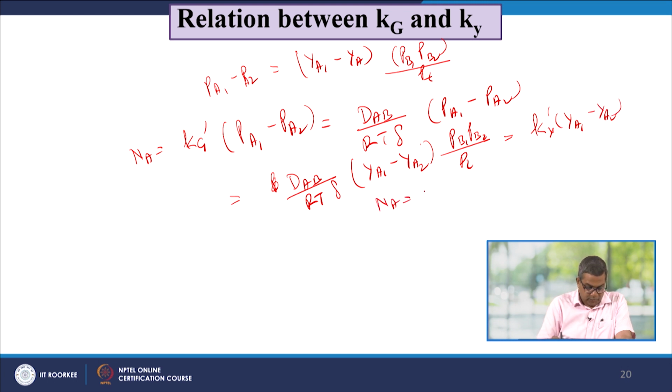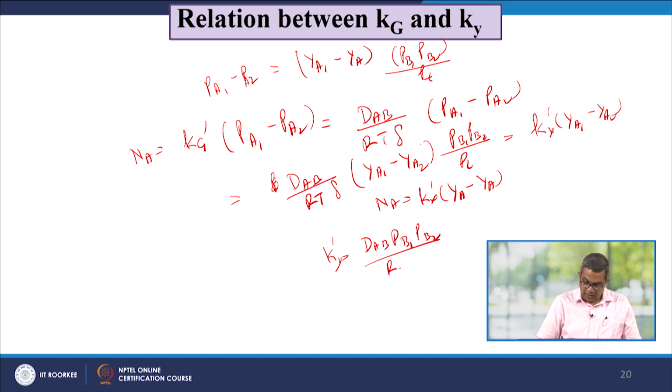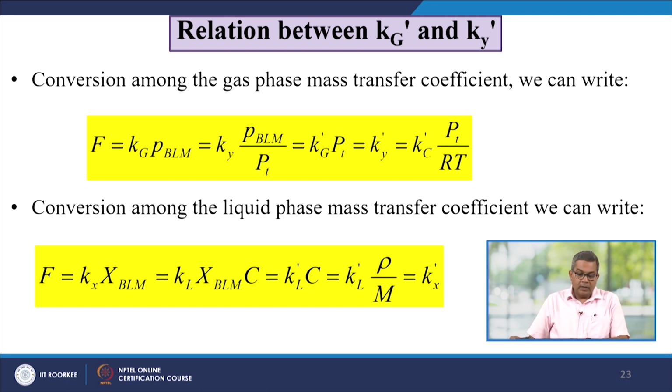Now since NA is equal to Ky prime (YA1 minus YA2), we may write Ky prime is equal to DAB PB1 PB2 over RT delta, and Kg prime is PB1 PB2 over PT. So now for the conversion among the gas phase mass transfer coefficients, we can write all these things like this: F is equal to Kg PBLM is equal to Ky PBLM PT is equal to Kg prime PT, Ky is equal to Ky prime and equal to Kc prime PT over RT.